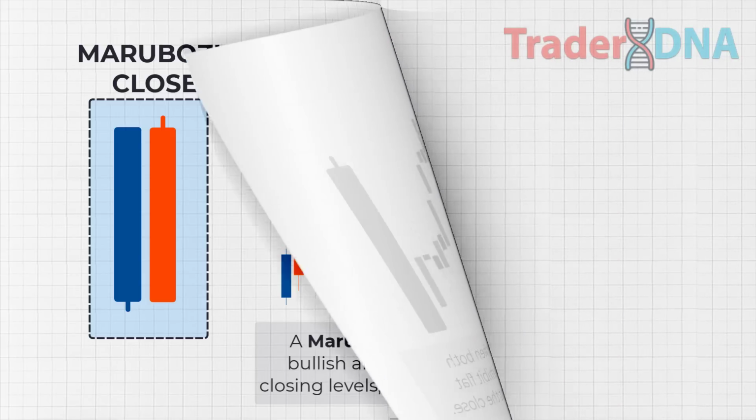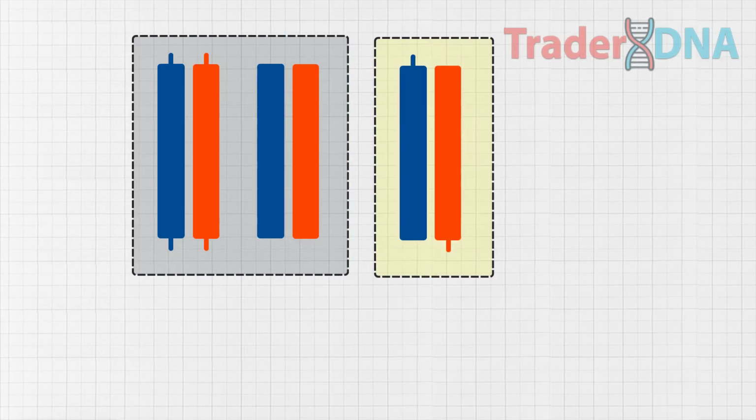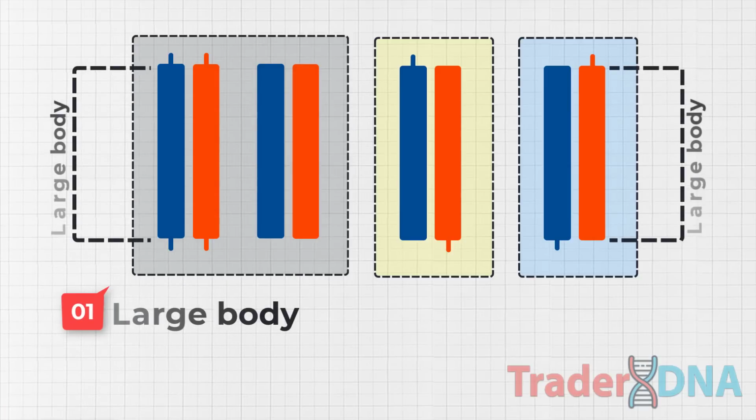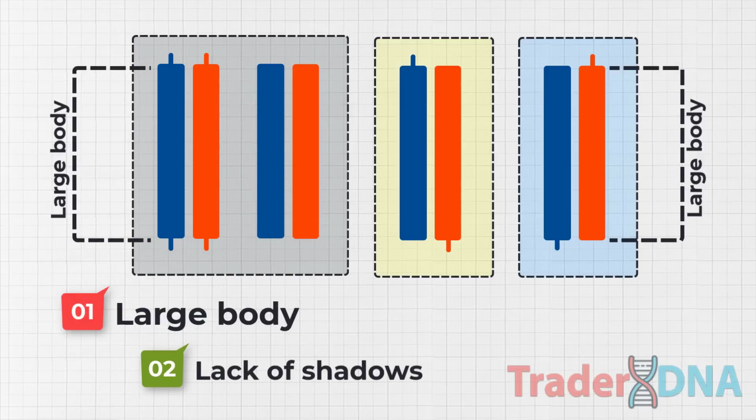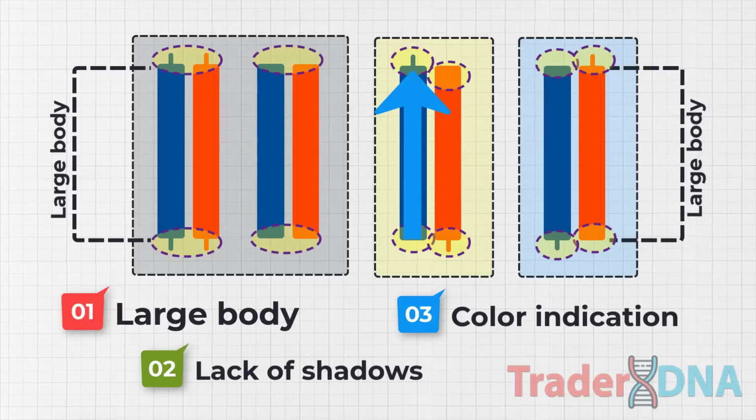The Marubozu candlestick exhibits several distinct characteristics that make it easily identifiable. First, large body. The Marubozu candlestick typically has a significant body relative to its overall size. Second, lack of shadows. There are no shadows or wicks on either side of the candlestick body. Or if there is a shadow or wick on the Marubozu candlestick, then the shadow or wick is relatively very small. Third, color indication. The color of the candlestick body can signal the likely direction of price movement, with bullish Marubozu candles indicating upward movement and bearish Marubozu candles signaling downward movement.